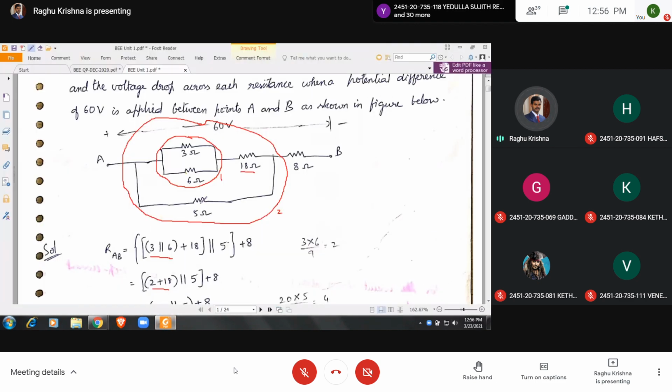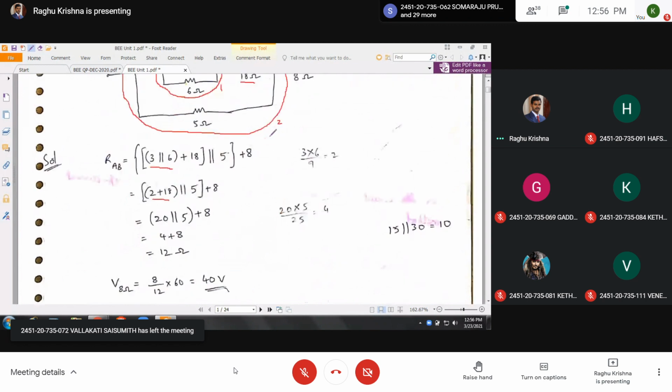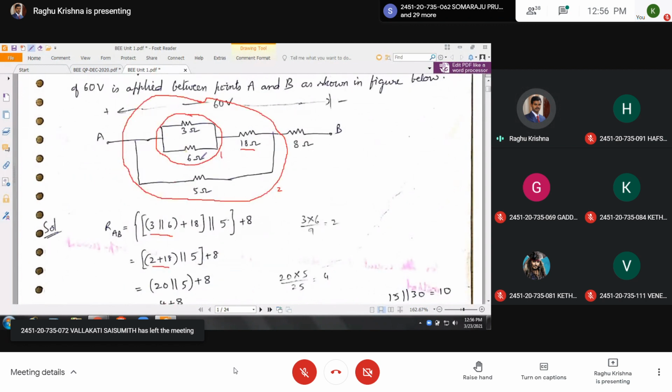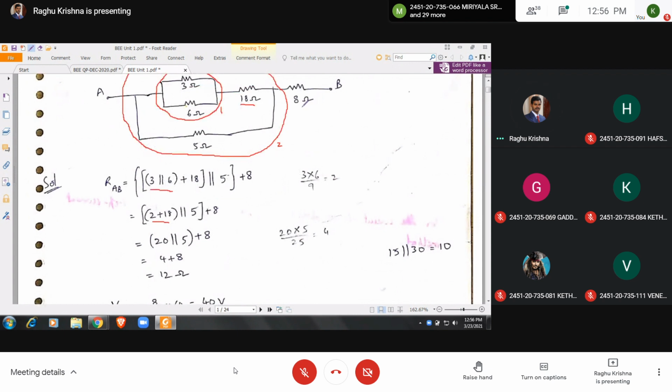So next you have to find, when a potential difference of 60 volts is applied between the points A and B as shown in the figure, the voltage drop across each resistance. So here, voltage drop across 3 ohms, voltage drop across 6 ohms, similarly 5 ohms, 18 ohms, 8 ohms. Like this we have to find the voltage drop across each and every resistance. So first let us find the voltage drop across 8 ohms.